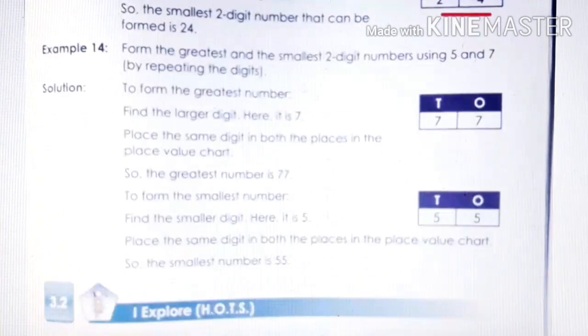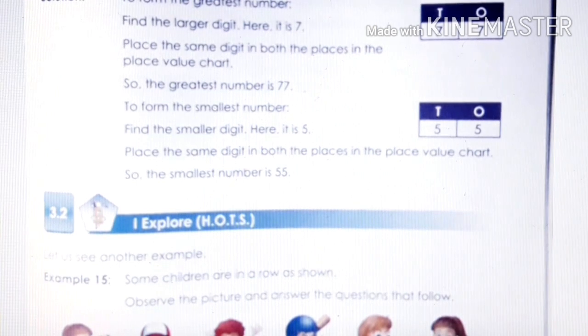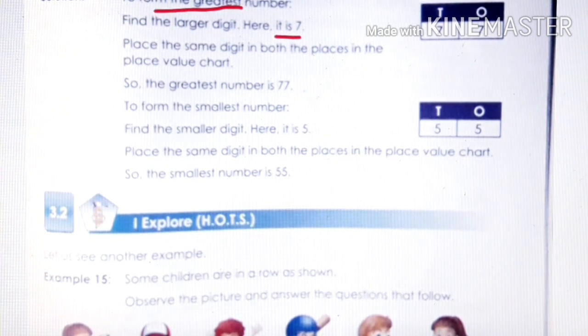Next you see example 14. Form the greatest and smallest 2-digit number using 5 and 7 by repeating the digits. You can repeat the digit. Okay, here repeat means you can use the same digit two times. To form the greatest number, children, here we are taking the larger digit, that is 7. You got 5 and 7, so 7 is the larger number, so we are using 7. So we will repeat 7 two times. So you get the largest number, that is 77.